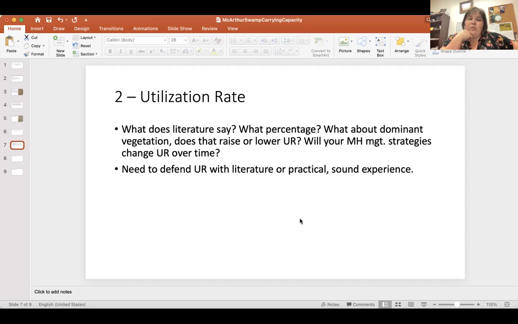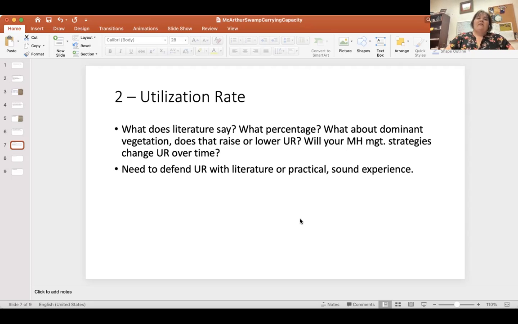All right, so with utilization rate, you guys are going to pick whatever you're going to pick, but you need to defend it with literature or practical sound experience. Okay, so people that have done testimonials, whether you make phone calls to people or you look at blogs and look at write-ups on extension web pages or something like that. Some practical sound experience is acceptable here.